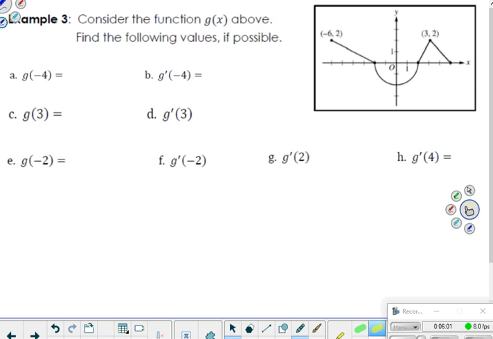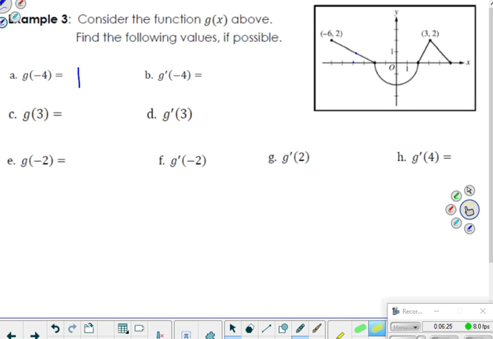All right, moving on. Example 3. Consider the function g of x. Find the following values, if possible. g of -4. Pay particular attention to primes and no primes, right? g of -4. 1, 2, 3, -4. I'm going to call that 1. Is that what you call it?